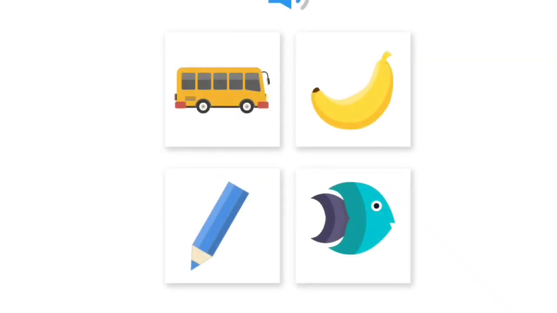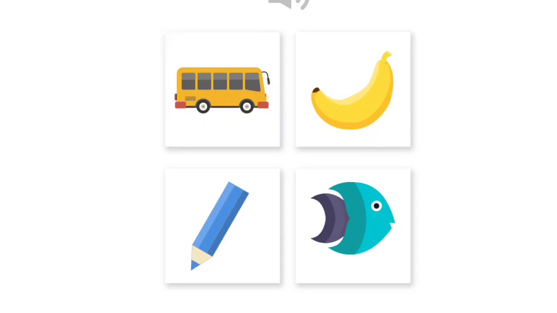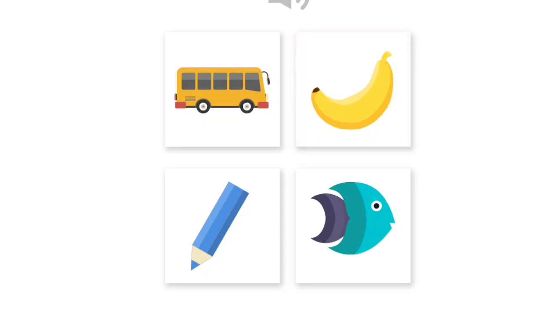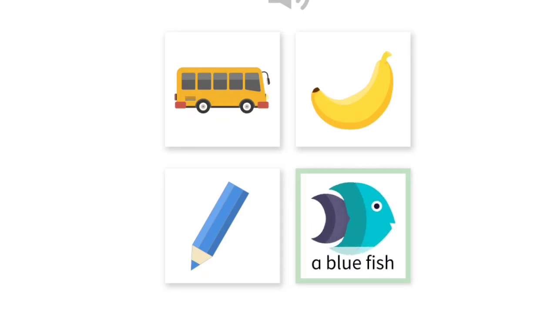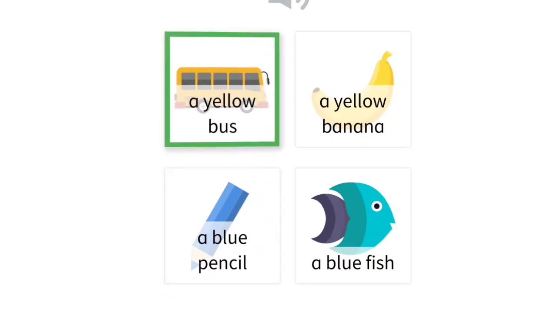Where is a blue pencil? Where is a yellow bus? It is here. Where is a yellow banana? It is here. Where is a blue fish? It is here. A blue fish. A yellow banana. Where is a yellow bus? It is here. And where is a blue pencil? It is here. A blue pencil. A yellow bus.